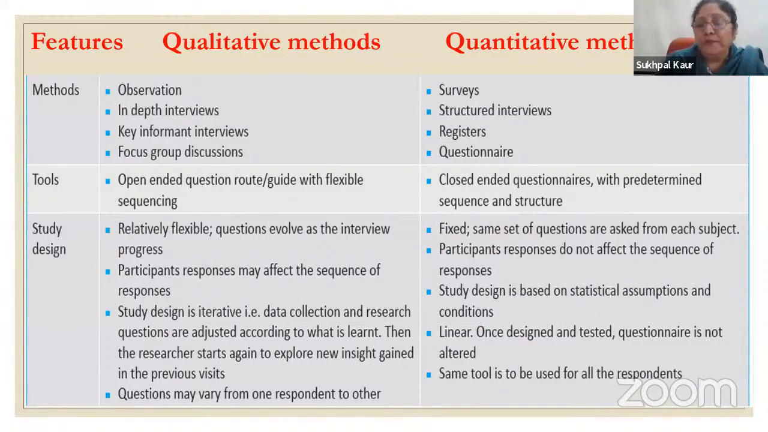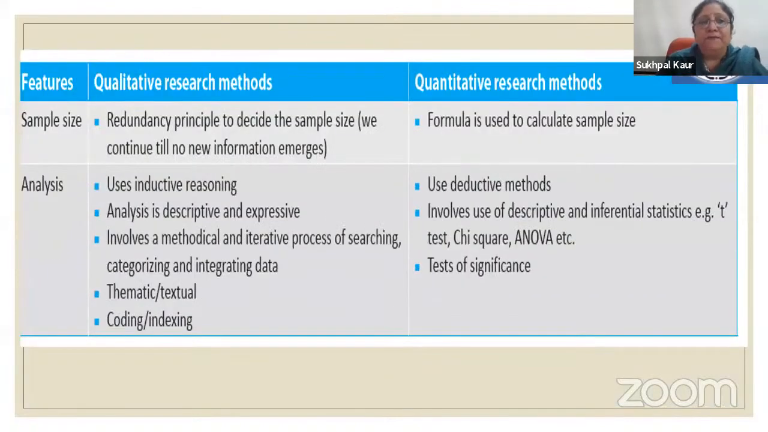And the same tool is to be used for all the participants. And in qualitative research, there was another question which someone asked on the very first day: what should be the sample size in qualitative research? In qualitative research, the redundancy principle is used to collect the data. This is the point wherein we start getting no new information from the participants. So as such, we don't calculate the sample size in qualitative research methods.